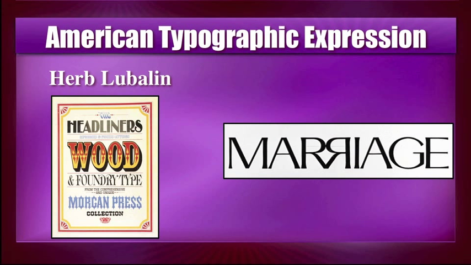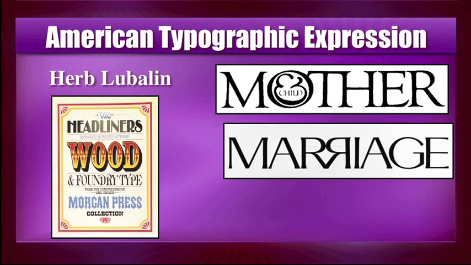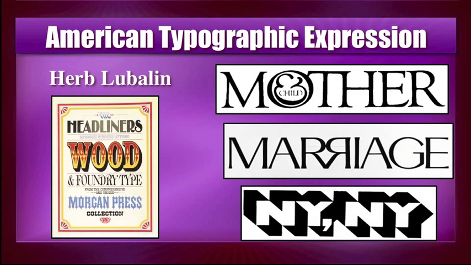That man was Herb Lubalin. Space and surface became his primary visual considerations. He thought of the alphabet characters as both visual form and a way to communicate a message. Here are a few of his examples.